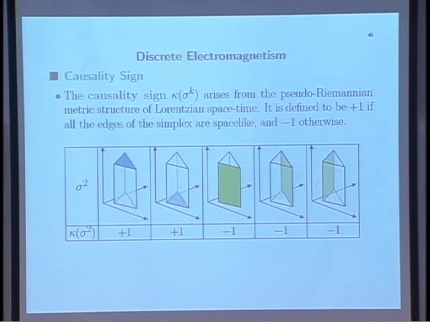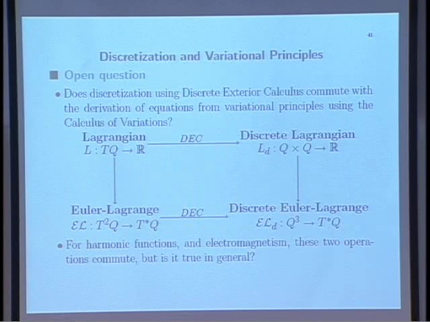Okay, so then the general question is, do these operations in general commute? If you have a Lagrangian, you can discretize the Lagrangian using this discrete formulation of exterior calculus to give you a discrete Lagrangian, and then look at variations to give you the discrete Euler-Lagrange equations. Alternatively, you could just look at the Euler-Lagrange equations and then discretize them using DEC. In general, they don't give you the same equations, but then the question is, when do they? As it turns out, for harmonic functions and electromagnetism, they do. But the question is, when is this true?